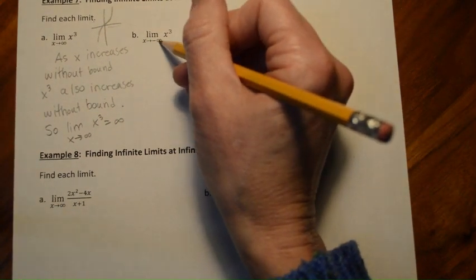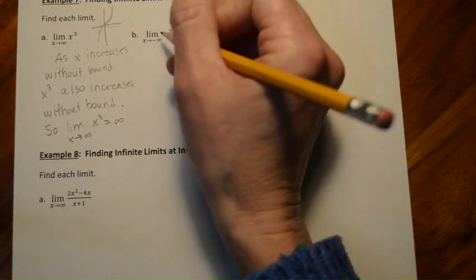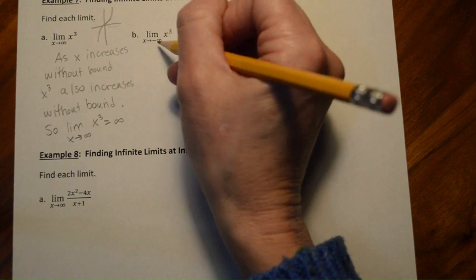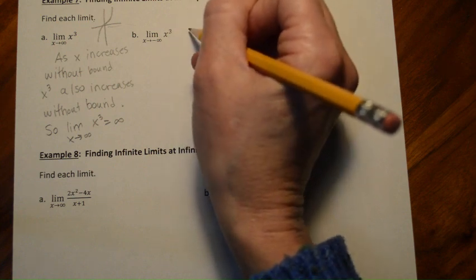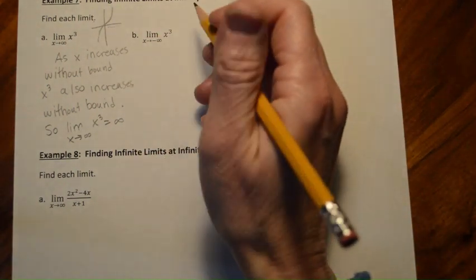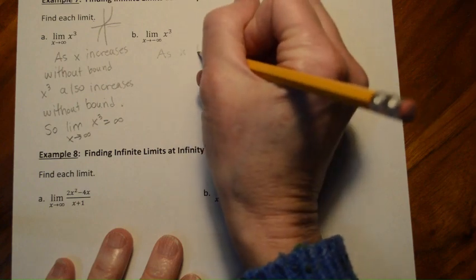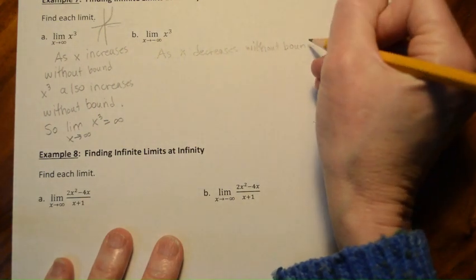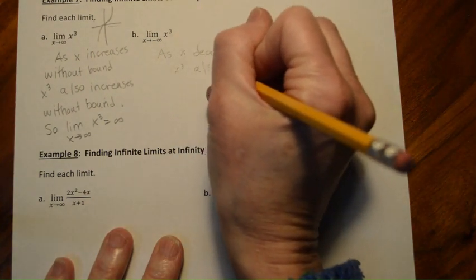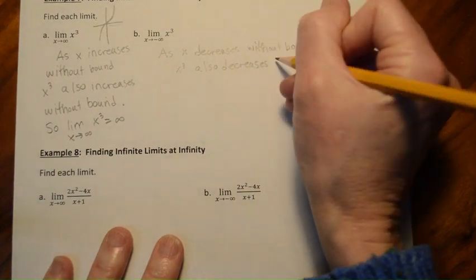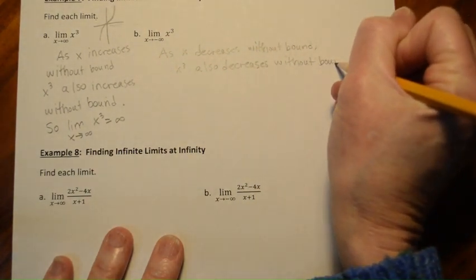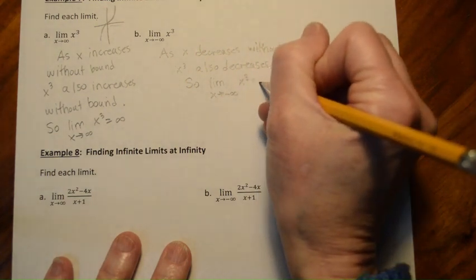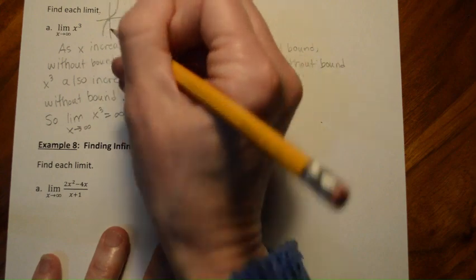In this one, we're letting x go to negative infinity. We're keeping the same function here. As we plug in negative values, like -2, we're going to get -8. We plug in -3, we get -27. We plug in -4, we get -64, and so forth. It's going to keep getting lower and lower. So as x decreases without bound, x to the third also decreases without bound. So the limit as x approaches negative infinity of x cubed is negative infinity. Again, we see that right here in this picture.